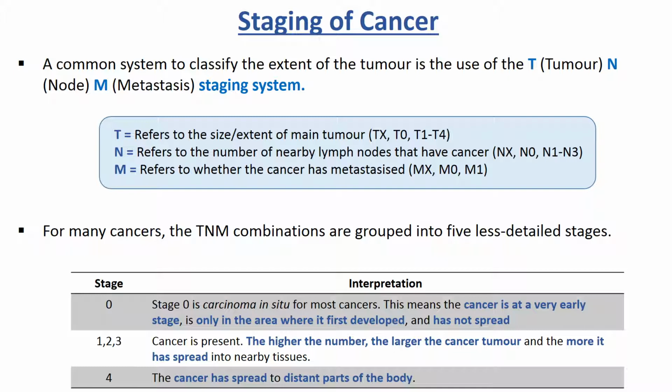Stage 0 is carcinoma in situ for most cancers. This means that the cancer is at a very early stage, is only in the area where it first developed and has not spread. Stages 1, 2 and 3 indicate that cancer is present. The higher the number, the larger the cancer tumour and the more it has spread into nearby tissues. So Stage 3 is a more advanced cancer than Stage 2 and usually has a worse prognosis. Stage 4 means that the cancer has spread to distant parts of the body. Each cancer has its own TNM staging system, and we will highlight some of these in the disease-specific lectures within this module.